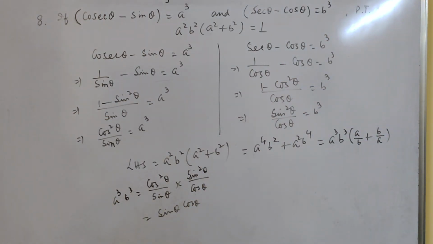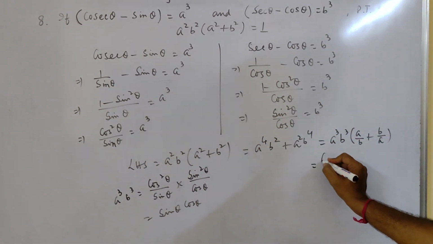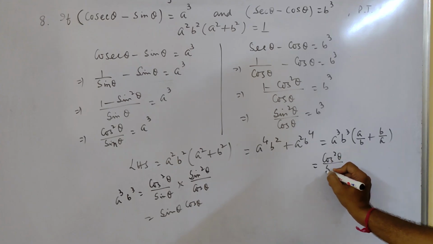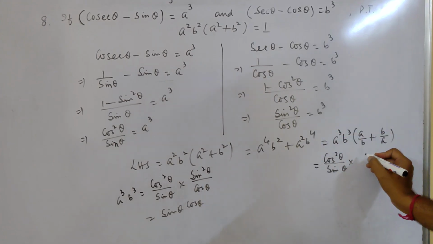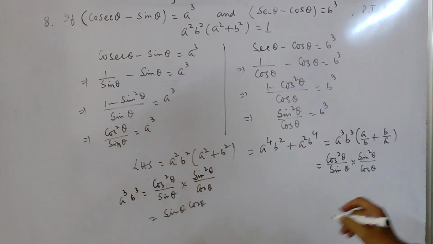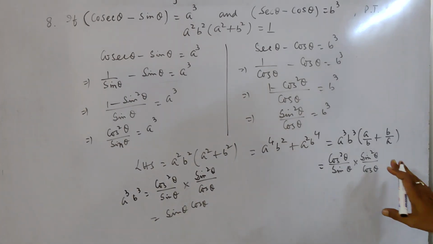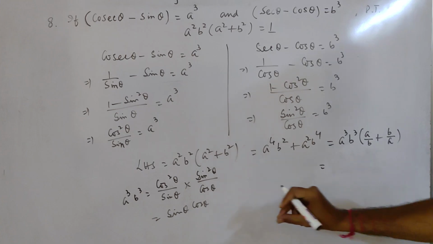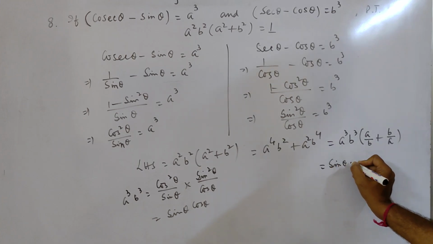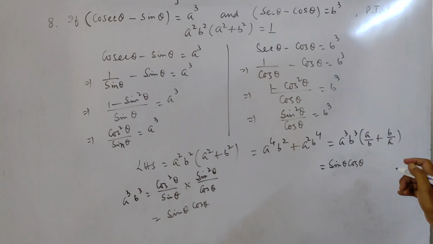Now we may write here a cube means cos square theta by sin theta into b cube means sin square theta by cos theta, and a cube b cube means sin theta cos theta. So write here directly sin theta cos theta into a by b plus b by a. What is a by b?